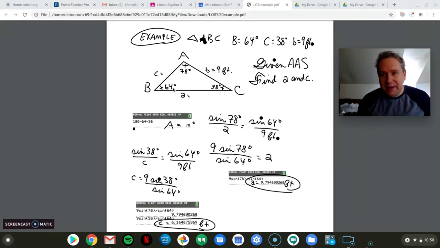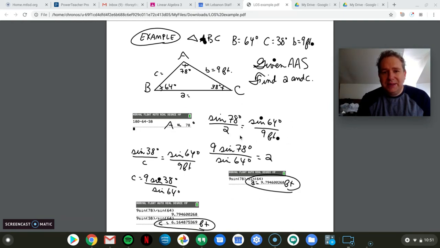So you use the law of sines to find the other two sides. When it says to find side little a, that's what I'm doing right here. So notice what I did was I found angle A, 78 degrees. It's 180 minus 64 minus 38. So the law of sines says that the sine of capital A over lowercase a equals either the sine of capital B over lowercase b, or it equals the sine of capital C over lowercase c. Well, I'm going to use B because I have those numbers. I have little b is 9, big B is 64 degrees. So this is the equation that I have to solve to get lowercase a.